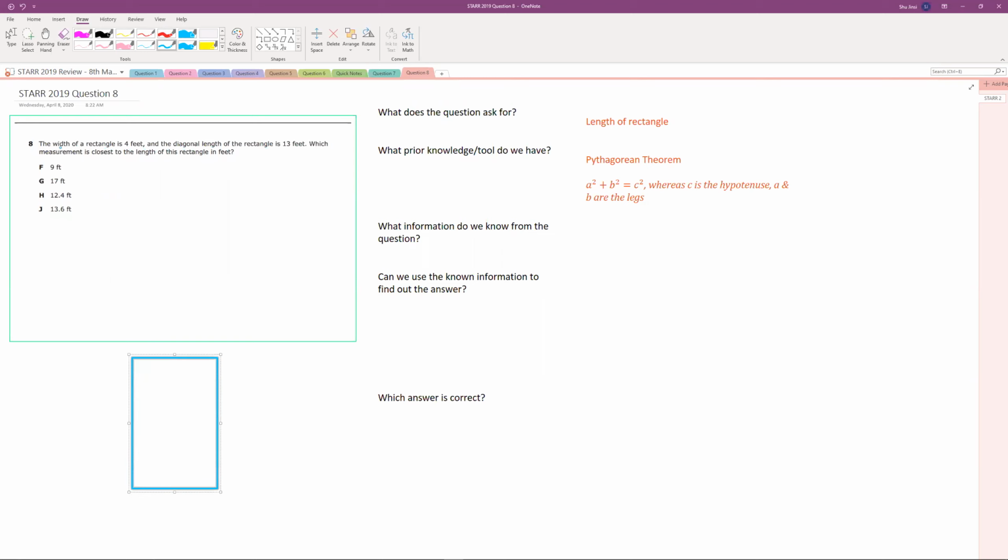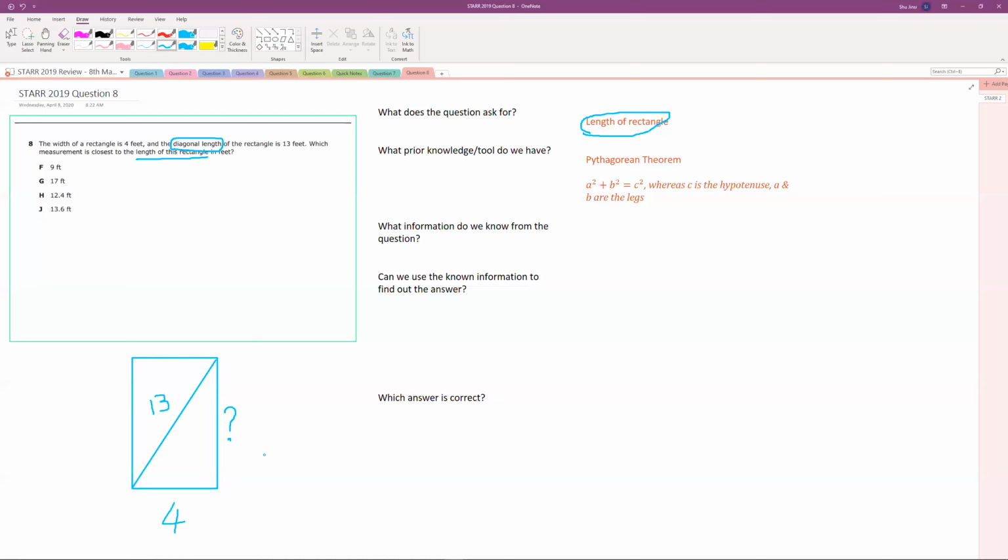So the width is 4 feet. This is 4 feet. And the diagonal length, what is diagonal? Diagonal is the line that came across. So I'm going to draw the diagonal here. This one is the diagonal, and it is 13 feet. Now it's asking for the length of this rectangle. It's asking for this one.